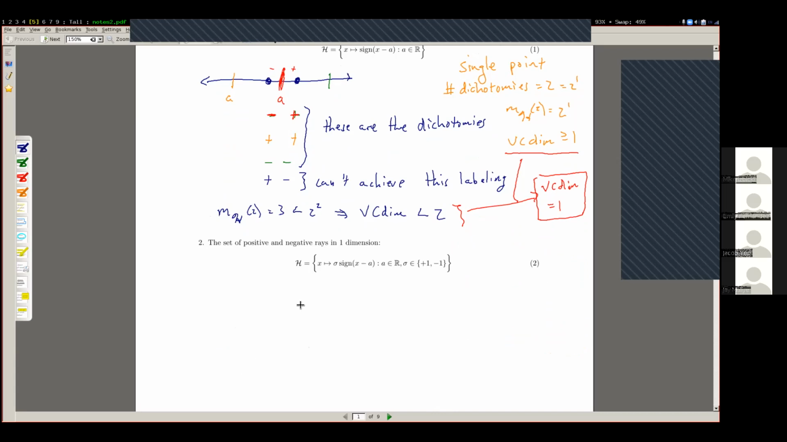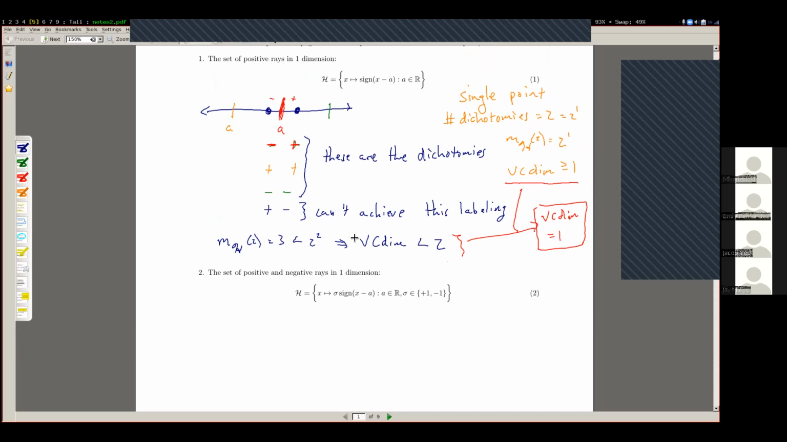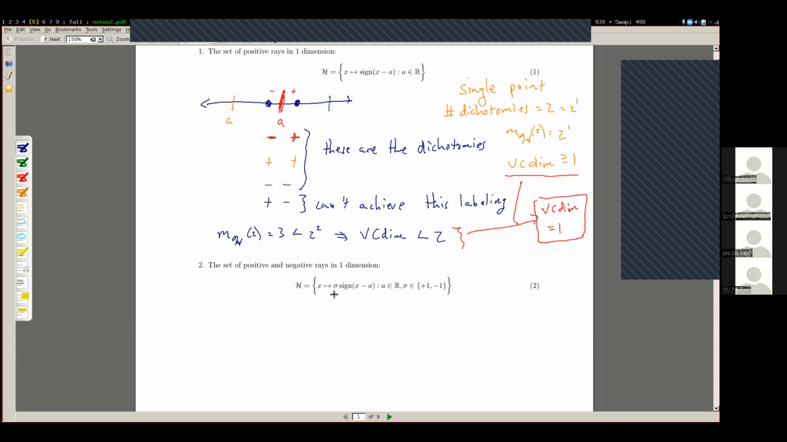And so that leads us to this next problem down here. This is the set of positive and negative rays in 1 dimension. The only difference between problem 1 and problem 2 is this addition of the sigma out front. Sigmas, traditionally when we're putting them in hypothesis classes, are always just positive or negative of things. And so this lets me somehow flip the direction of my little labeling decision boundary right here.